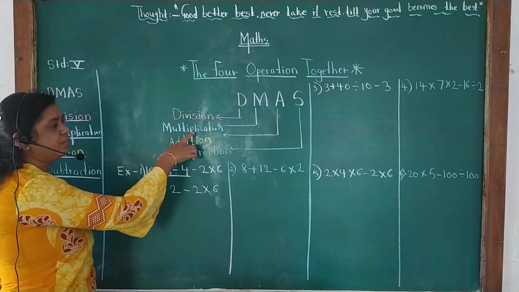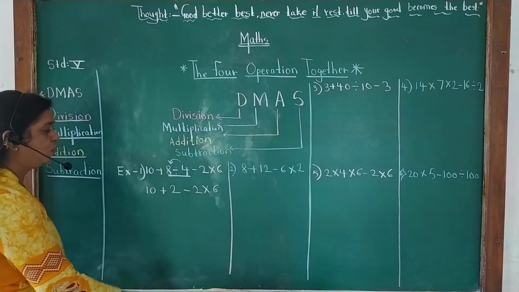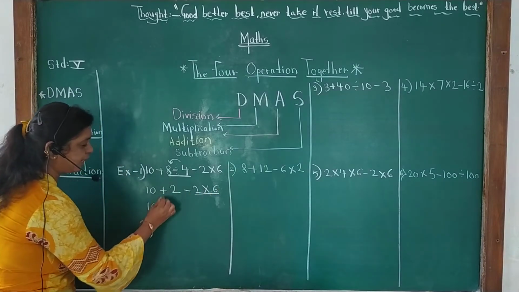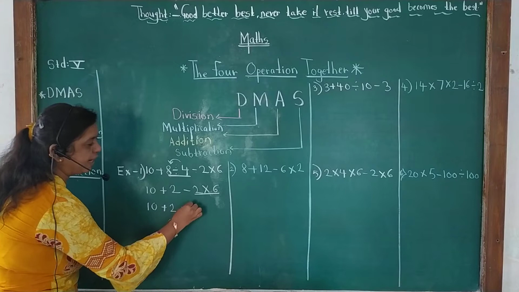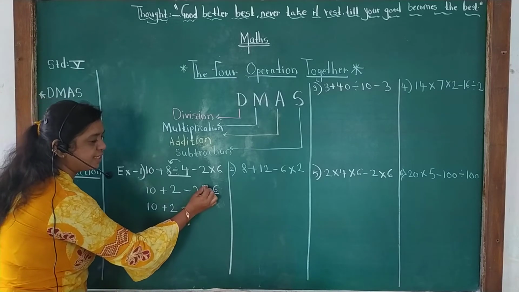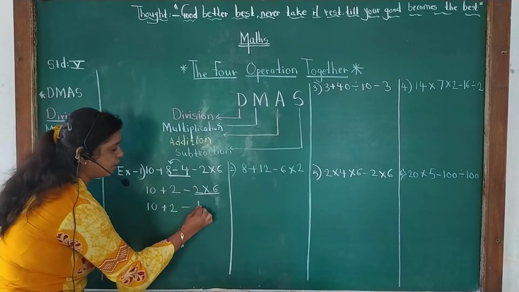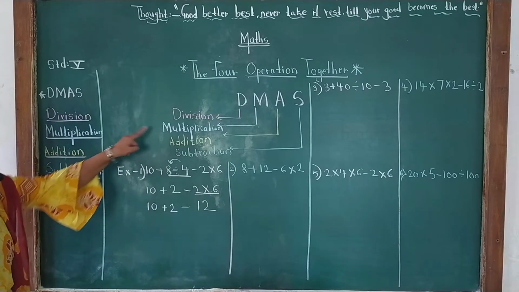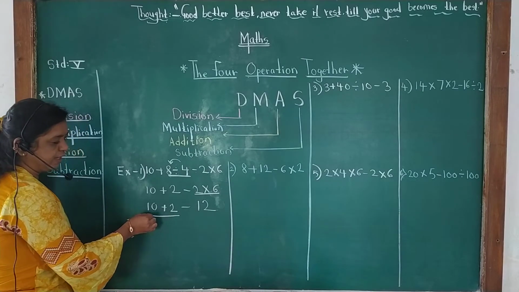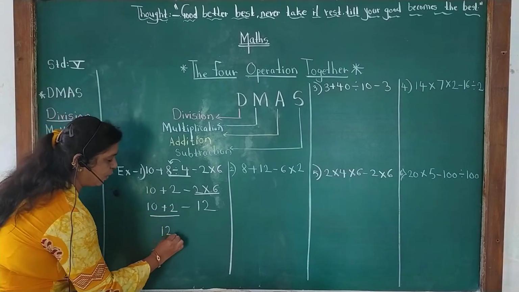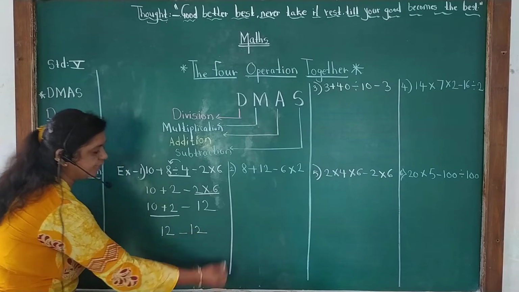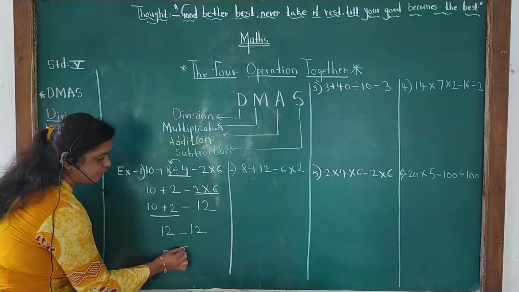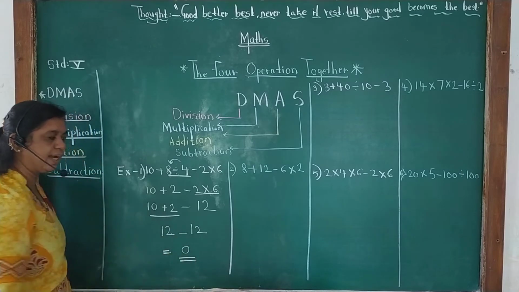Then next, which operation is there? Multiplication. So you have to go for multiplication. Where is that? Here. So 10 plus 2 remain as it is, minus 6 multiplied by 2 is 12, because 6 2s are 12. Now see, the next operation is addition. So first you have to do the addition: 10 plus 2 is 12, and minus 12 as it is. And the last operation is subtraction. So 12 minus 12 is 0. So this is your answer.